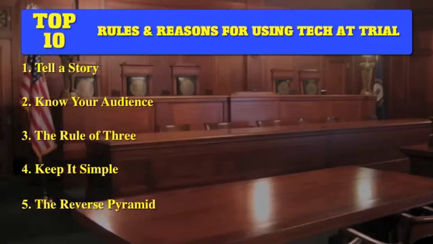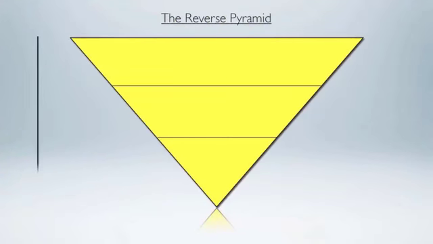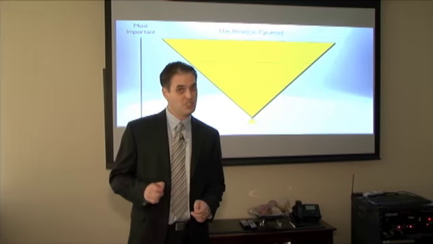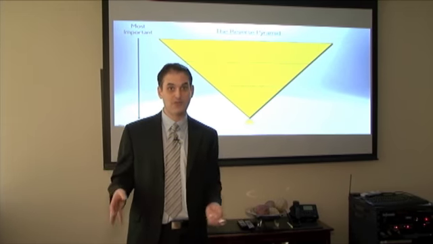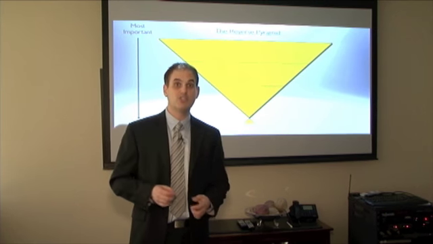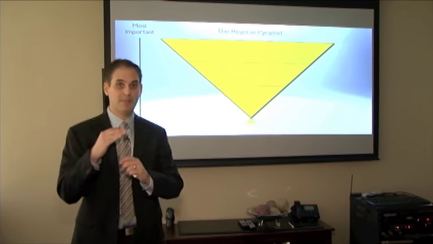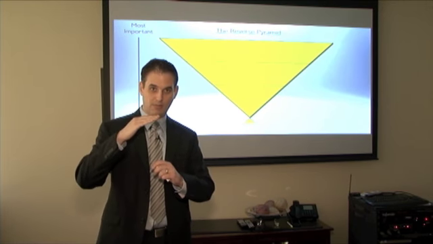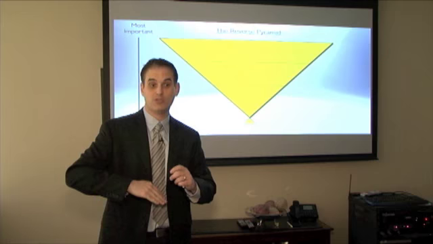5th rule, the reverse pyramid. Like I said, this is a key rule in journalism. I have a journalism background as well, and the first thing they teach you is reverse pyramid. When you write a story, when you present anything to your audience, you have to expect that their attention span is just going to go, and they're only going to read the first few sentences. So what you have to do is put the most important stuff at the top, and then order it by lower and lower importance as you go.